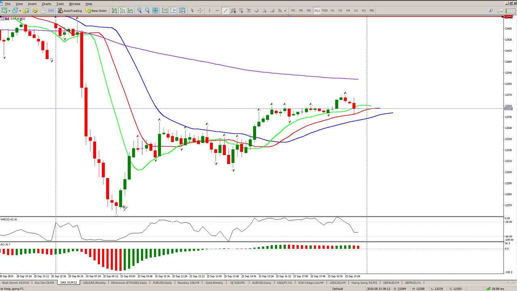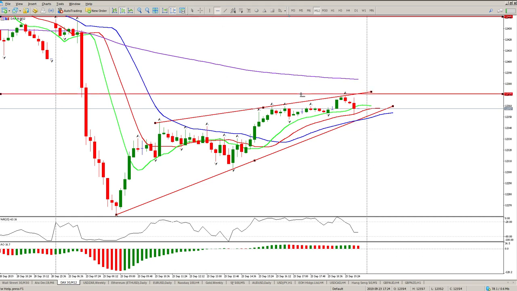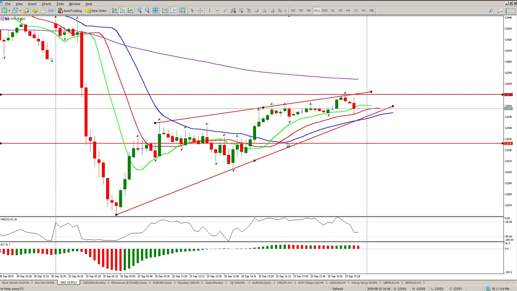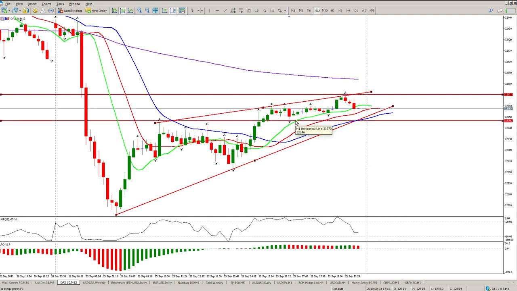The only concern I've got is that it looks like a wedge. Okay, so the fractal points on the 12 minutes, I can actually just use that one there, are pretty much going to be those two there.